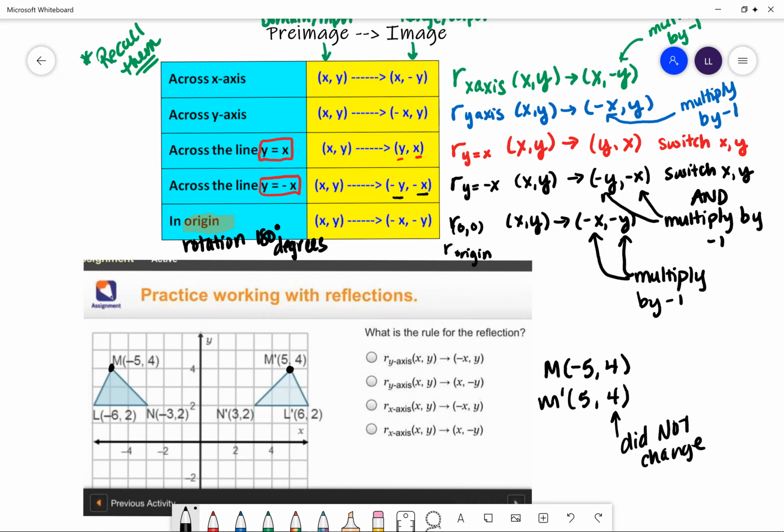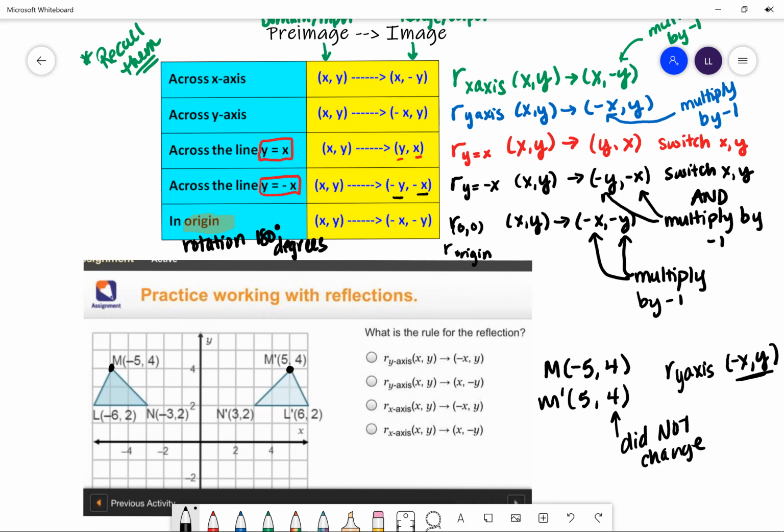So which rule up here only says to change the sign of the x coordinate? Looking at the first one, we don't do anything to the x coordinate. Looking at the second one, that's the only thing we do. We just change the x coordinate. So it looks like this is going to be a reflection over the y-axis. Let's keep going, though. Let's check the other ones. This is a switch. This is a switch. And this changes the sign of both. So this is definitely a reflection over the y-axis, and the rule for that is -x, y.